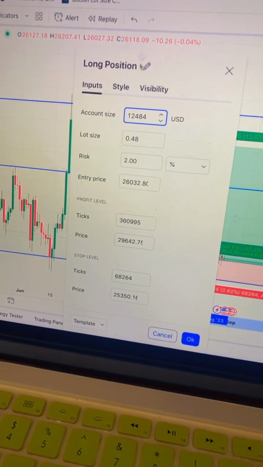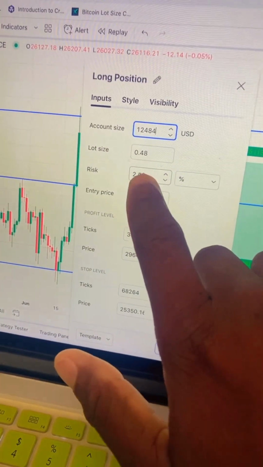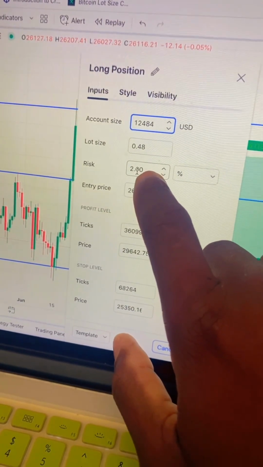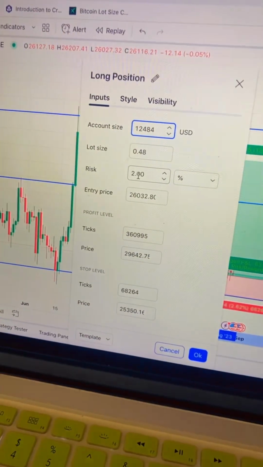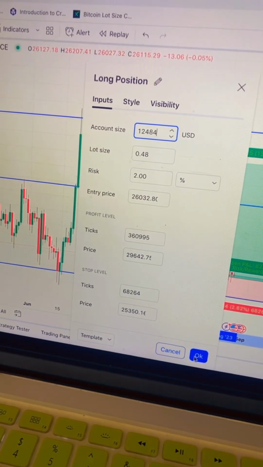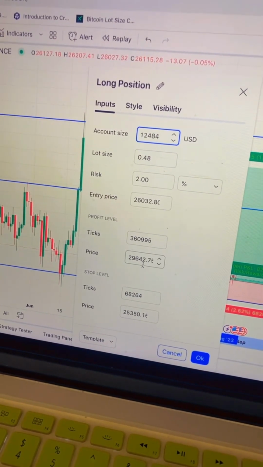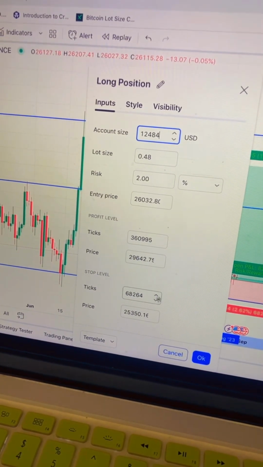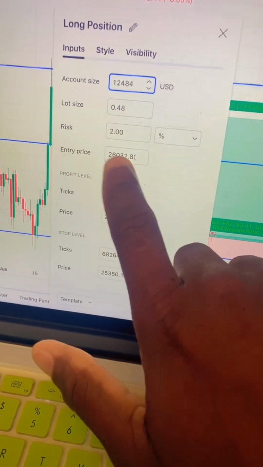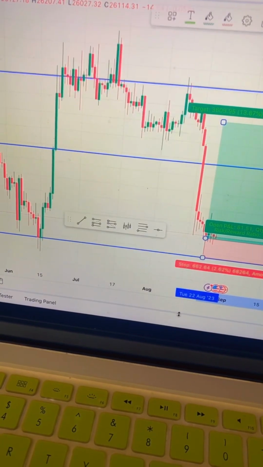Then let's come to the next place. That's the risk. I usually risk 1%, maximum 2%. So on this trade, I was risking 2% of this amount. If I click on OK, we already have our entry. Make sure you add your entry to this place. Now that we know our entry to be $26,032, we'll now click on OK.